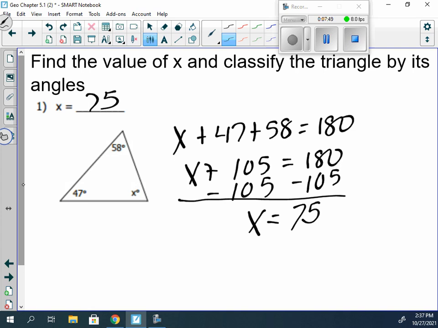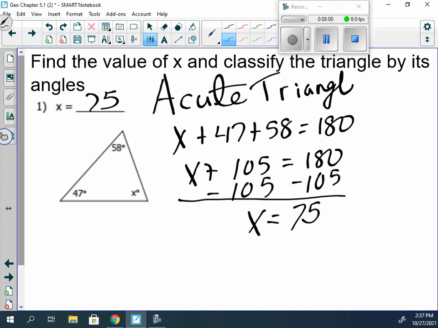So each one of these angles are what? So this is an acute triangle, because an acute triangle has all three angles less than 90 degrees. A right triangle has how many right angles? And an obtuse triangle has one obtuse angle. What's the one with three then? Equiangular.